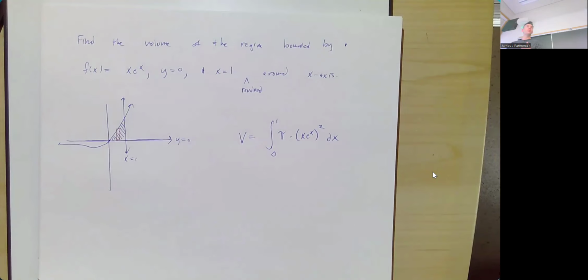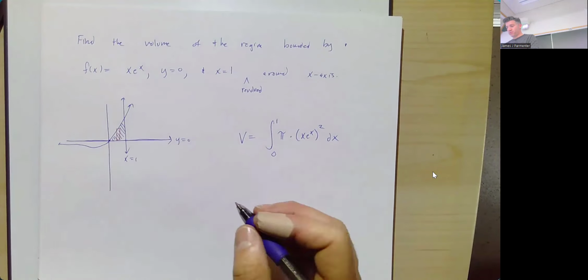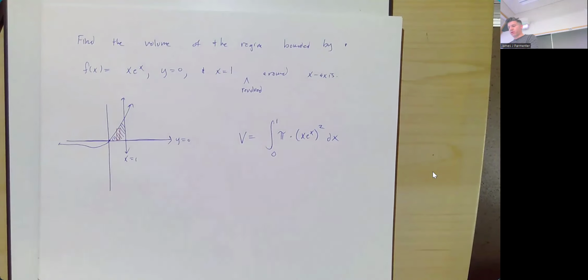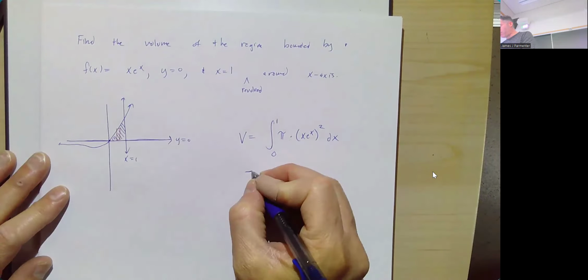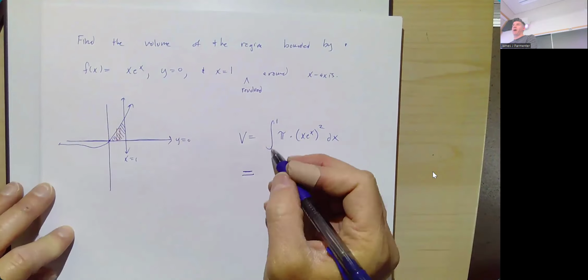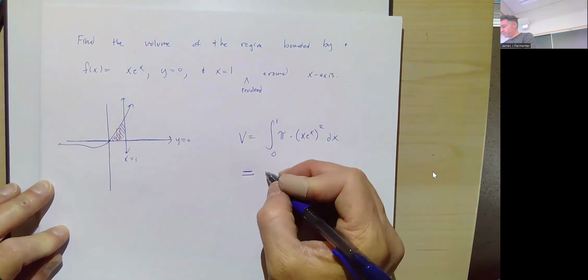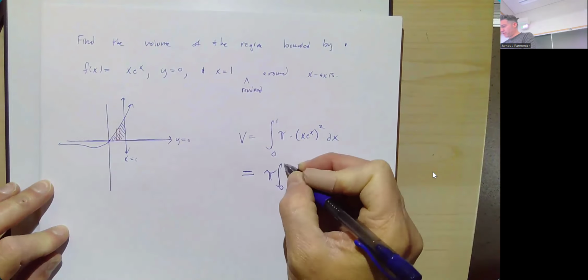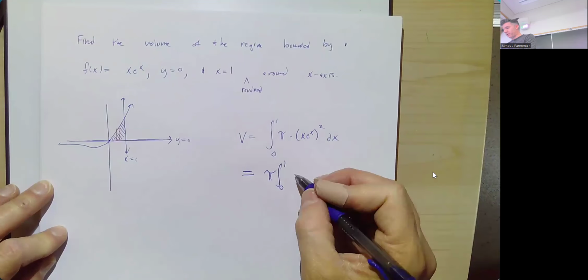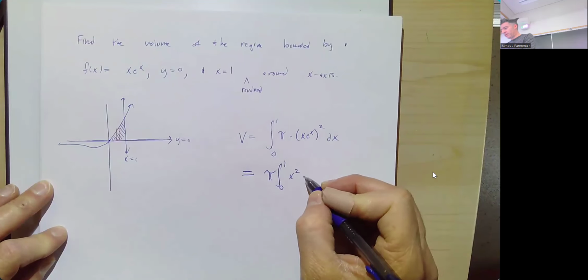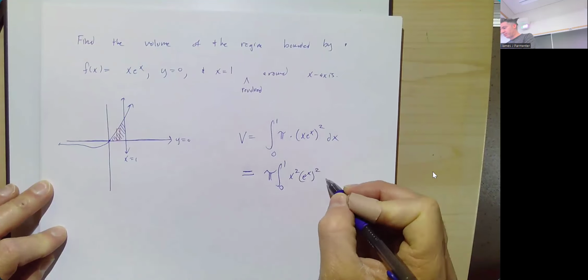Then we do the usual kind of thing. So we're going to rewrite it. I'm almost always, probably always, going to bring that pi out in front as a constant multiple. And then we have the integral from 0 to 1. You're squaring each factor, x squared times e to the x squared.